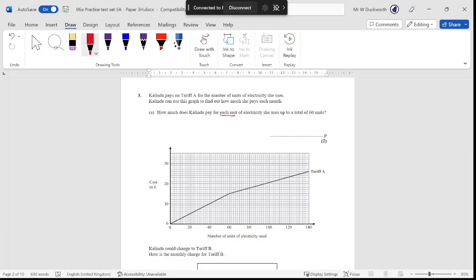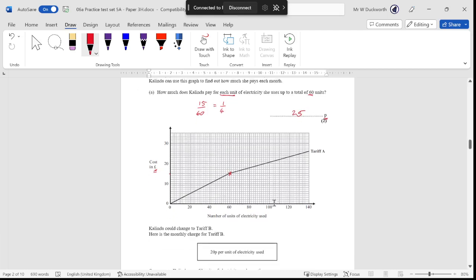So let me just look at the first 60 minutes. The reason that it said 60 is that if you actually look, the gradient changes after 60, which did pick up a few misconceptions on the second part. So over this period of 60 units, £15 was used. So for each unit, we're looking at 15 divided by 60, which is 1/4. This is in pounds and we want pence, so 1/4 of a pound is 25 pence.